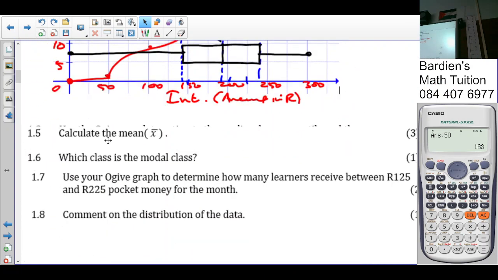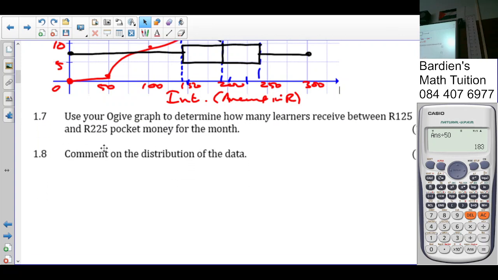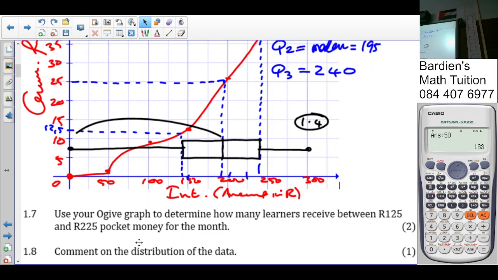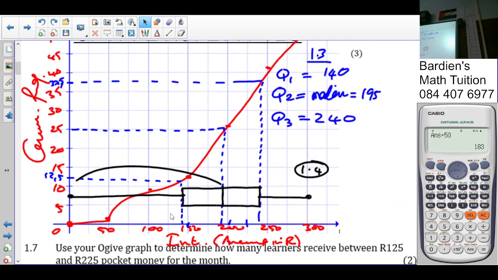Then in question 1.7, it says use your ogive graph, so you must use this graph here, to determine how many learners received between 125 and 225 rand pocket money per month. So it's an interval between 125, so we take it's 125. If this is 100, 150, 125 has to lie between. Can you see that? So what we do is we go up here onto the graph and 125 lies on this line, which is 10. Can you see that?